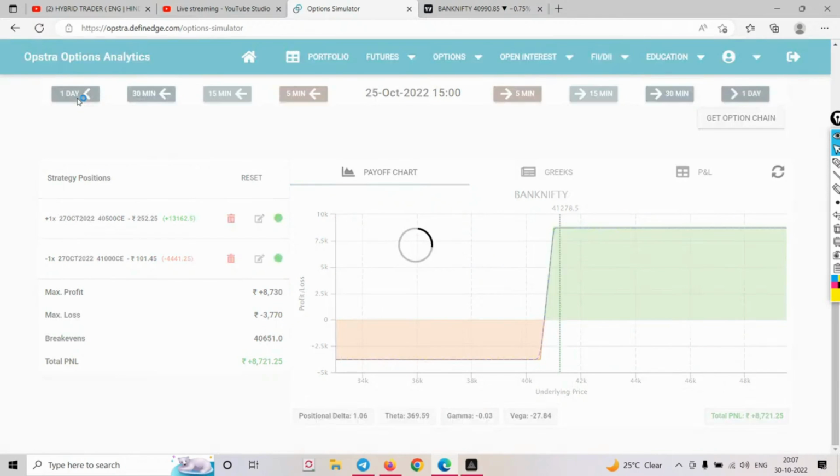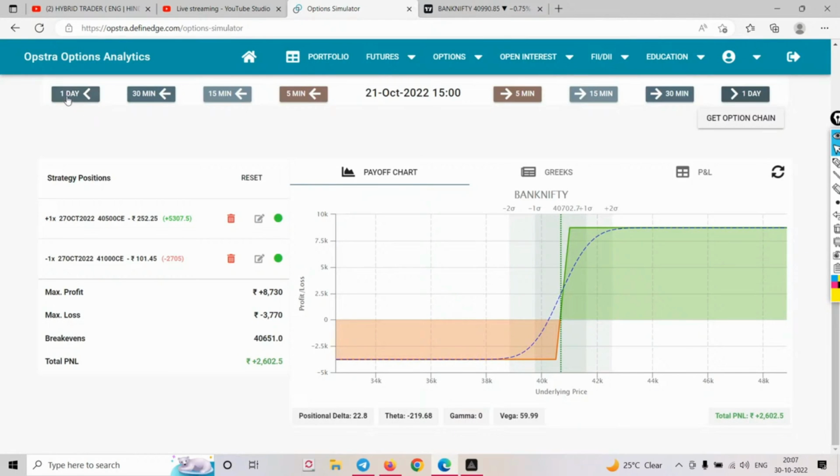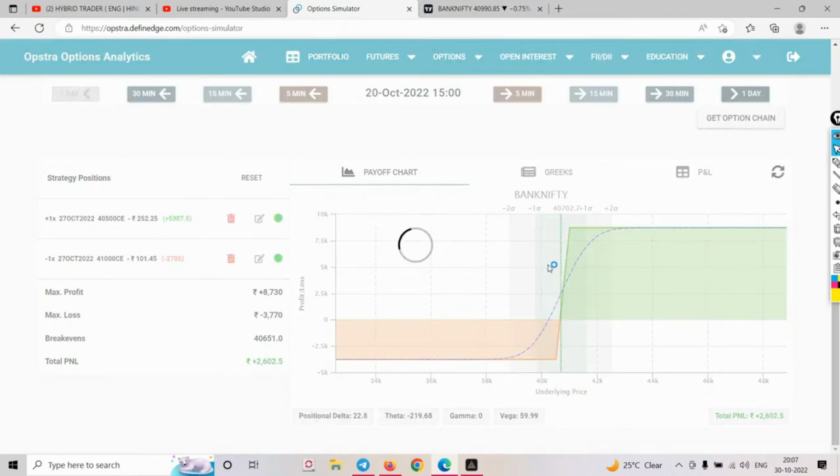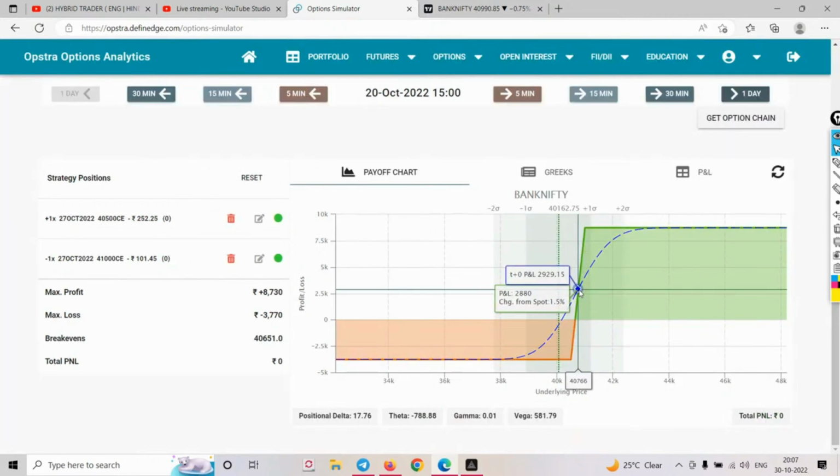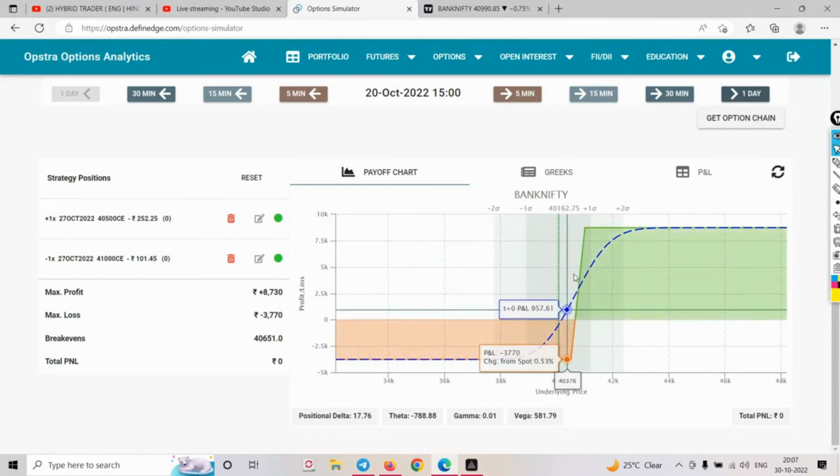Now what I'll do, I'll just get it back. I don't know why Opstra is slow, but let's see. I'm not sure whether we are going to face a challenge or not. Okay, let me get you to day 1. Now what I'll do, I'll try to deploy a put debit spread.